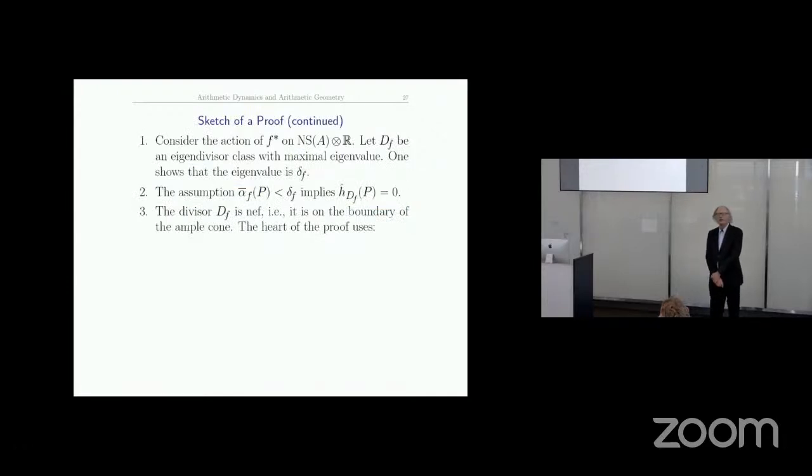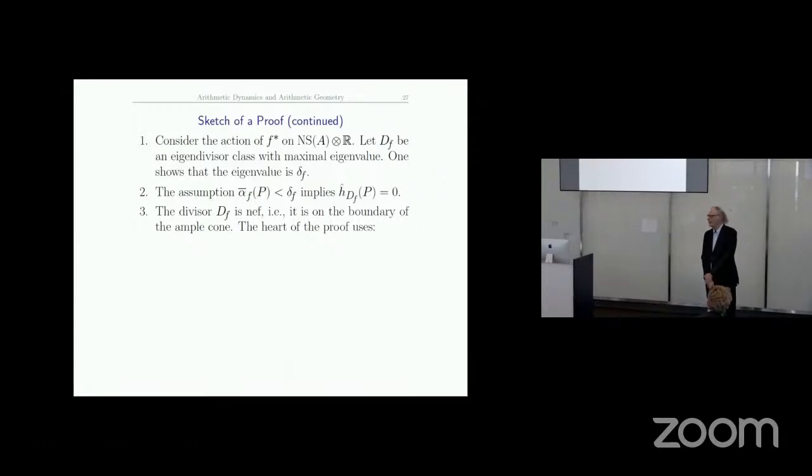And what we do is we look at the action of the map F on the Néron-Severi group tensor R, which is just a real vector space. Well, that should be F lower star, by the way. No, actually, it should be F upper star. In any case, we have a linear transformation of a finite dimensional real vector space. We can look at eigenvalues and eigenvectors. So in this case, we look at an eigenvector, really an eigendivisor class, that has the largest among the various eigenvalues, and one can show that that eigenvalue is in fact the dynamical degree.